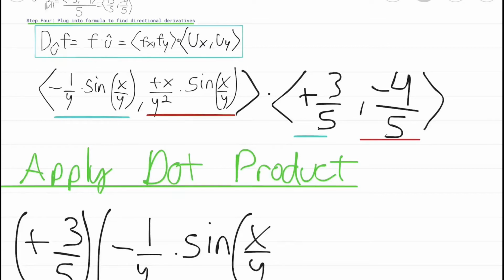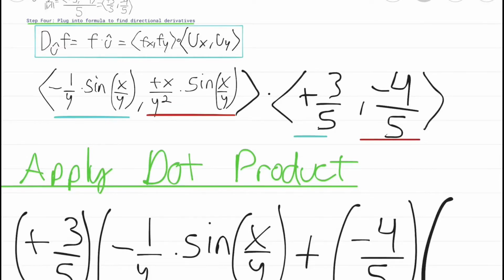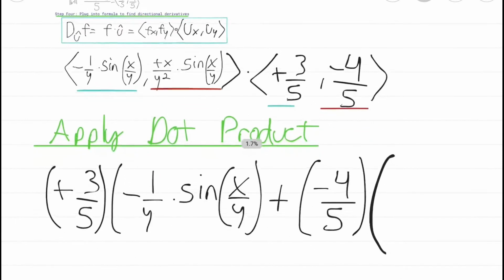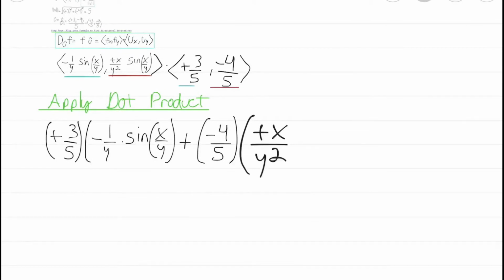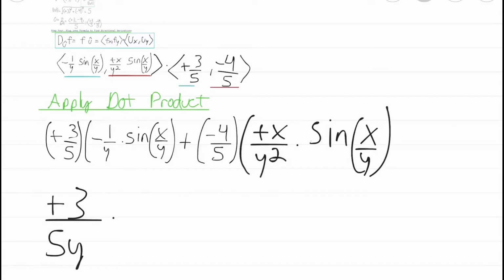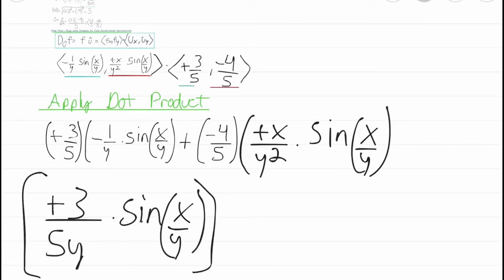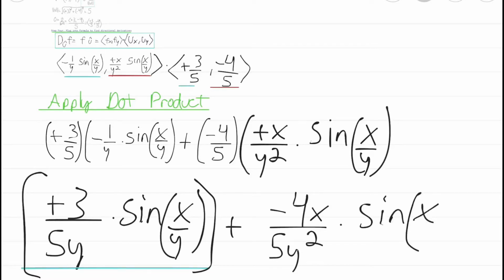So plus 3 over 5 dotted with its x counterpart would be negative 1 over y times sine of xy, plus negative 4 over 5 dotted with its y component would be x over y squared times sine of xy. Then when we simplify this, we get plus 3 over y, plus negative 4x over y squared.